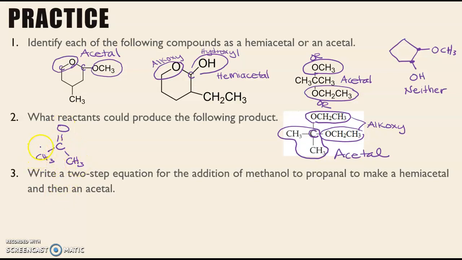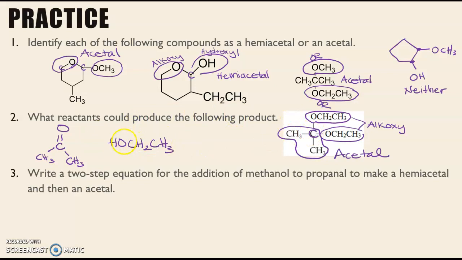That could eventually generate this by reacting with some alcohols. And our alkoxy groups are what generate our alcohols. So the other reactant would be essentially our alkoxy group. We would need 2 of them, one for the addition reaction to make it a hemiacetal and one for the substitution reaction to make it an acetal. But these are the 2 reactants that we could use to produce the following product.